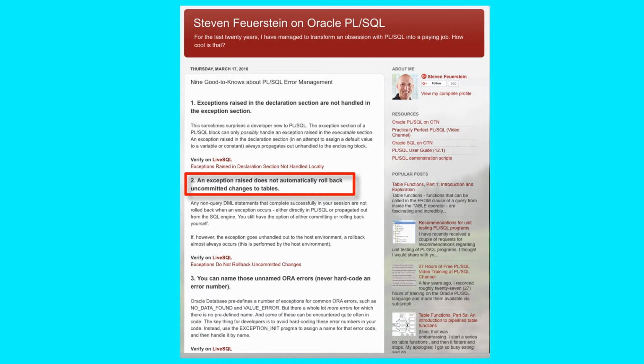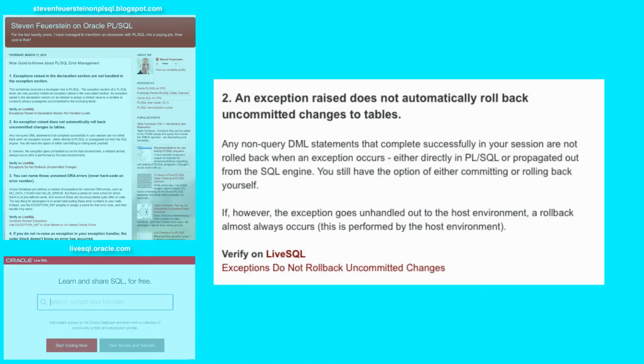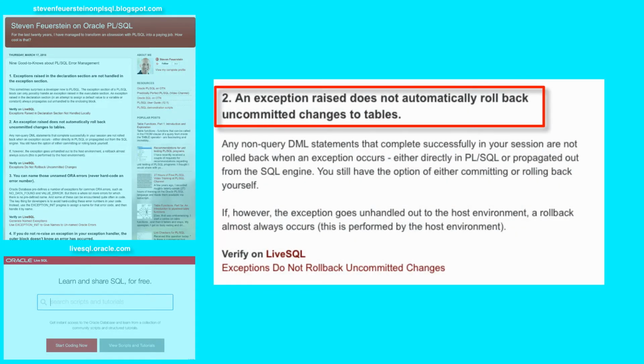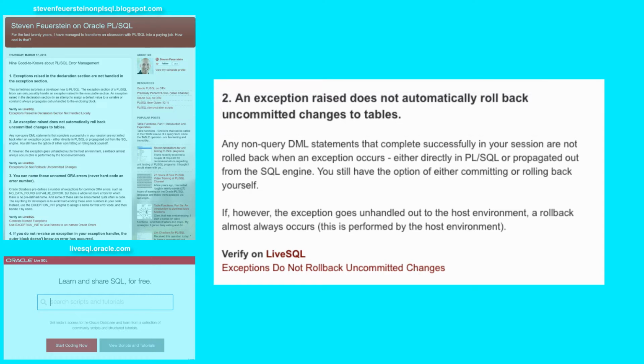Number two, an exception raised does not automatically roll back uncommitted changes to tables. A very important thing to keep in mind. If you execute multiple DML statements, inserts, updates, deletes, and they complete successfully in your session, and then an exception occurs, maybe even from the next DML statement you execute, the exception being raised does not cause the previously successful changes to be rolled back. You still, as a developer or as the user, have the option of committing or rolling back yourself.